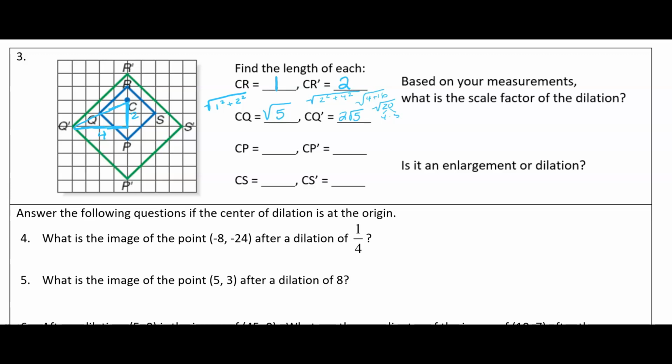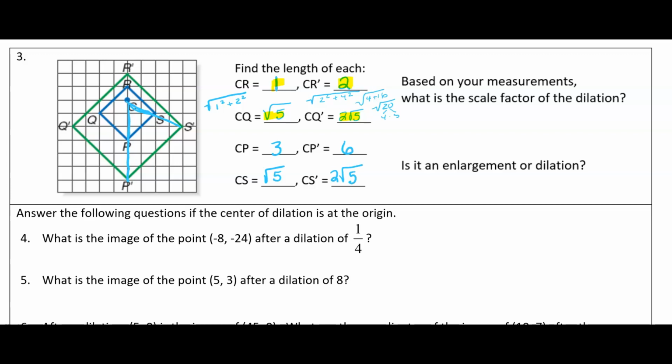Now, I hope you see what's happening. This is very easy to see. 1, 2. So that's double. Square root 5 to 2 square root 5 is also easy to see. That's double. Now, the next thing that it asked me to do is CP. So 1, 2, 3. CP prime, 1, 2, 3, 4, 5, 6. Now, everything is holding true. 3 to 6, that's double. So for CS, it is going to be the same distance that CQ was, and C to S prime. So just trust me that that is square root 5 and that that is 2 square root 5.